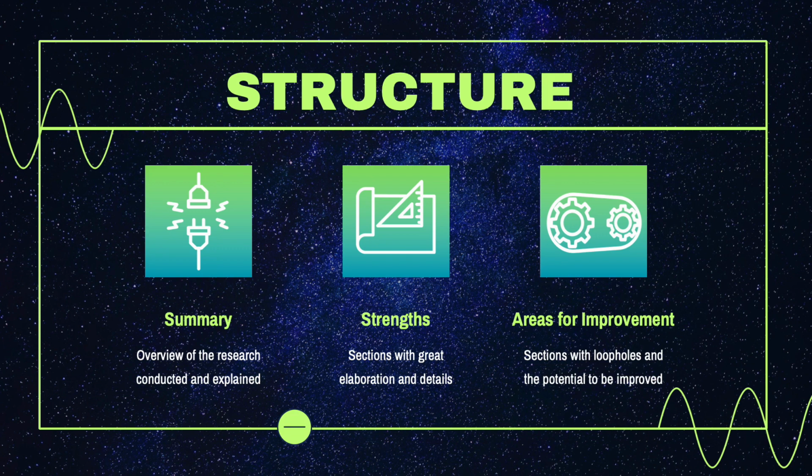The structure of this opposition presentation is divided into 3 parts. The first one is the summary. This is essentially all that I understood from Chandranshu Nag's presentation and his explanation in his video. Secondly, we'll be moving on to his strengths. These are points that I found were detailed and were elaborated to a great extent. And lastly, we'll be coming to areas for improvement. These are sections with loopholes and a potential to be improved, and I will also be giving my insights on a few things which I feel could be done in a better way.